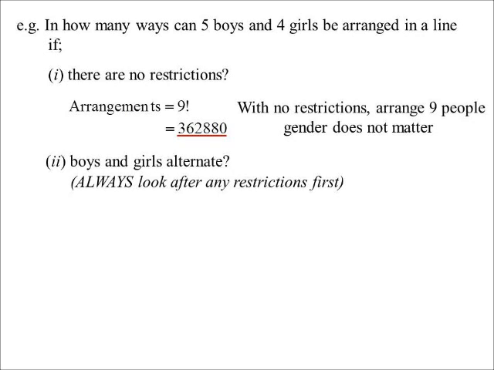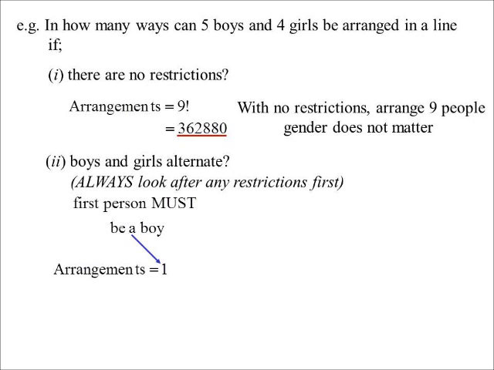I've got to work out whether I'm going to select a boy or a girl to start off with. Now, I must start off with a boy, because if they're going to alternate, I'll run out of girls if I start with a girl. So there's only one way I could start this line. I haven't actually arranged anything yet. All I've done is I've decided whether I'm going to choose a boy or a girl.